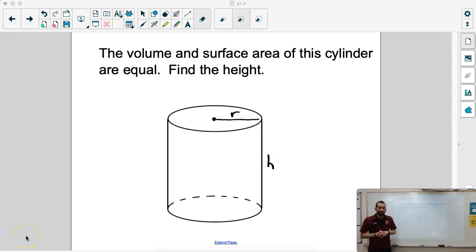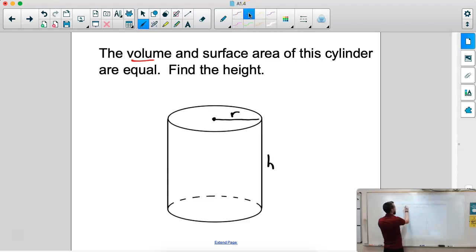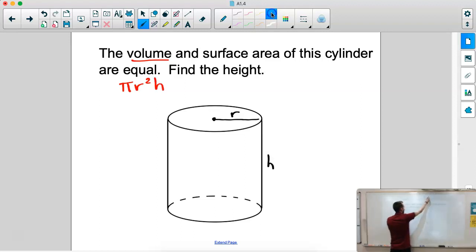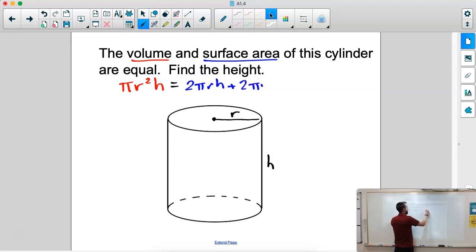All right, we are going to start this lesson with a little bit of craziness. We've got a picture here with no numbers whatsoever, but it tells us that the volume and the surface area are equal. So the volume of a cylinder is pi r squared times the height, and the surface area of a cylinder is 2 pi r times the height plus 2 pi r squared. And they are asking us to find what the height is.